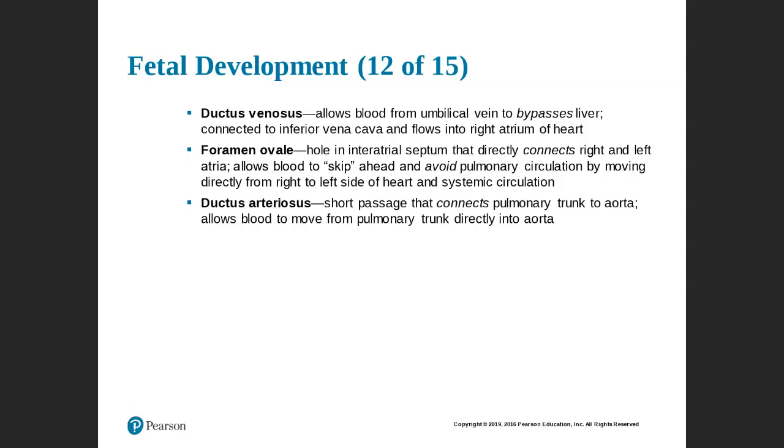Okay, so the hole in the interatrial septum that directly connects the right and left atria allows blood to skip ahead and avoid the pulmonary circulation by moving directly from the right heart to the left heart and then into the systemic circulation. So that's going to close and become the fossa ovalis. And then the ductus arteriosus, that short passage that connects the pulmonary trunk to the aorta, allows blood to move from the pulmonary trunk directly into the aorta. Because remember, the pulmonary trunk is not really taking blood to the lungs to be oxygenated. Okay, that's not the function yet. So it just goes straight into the aorta.